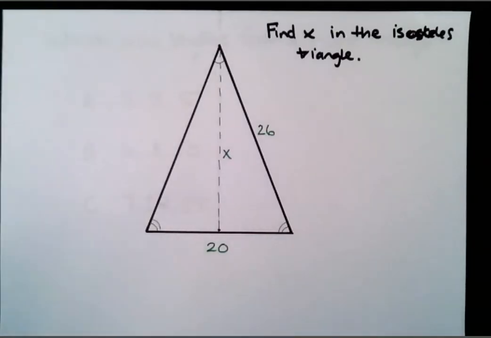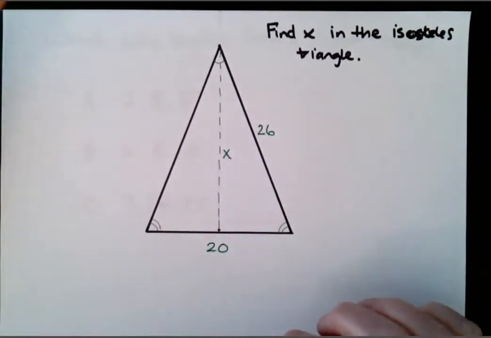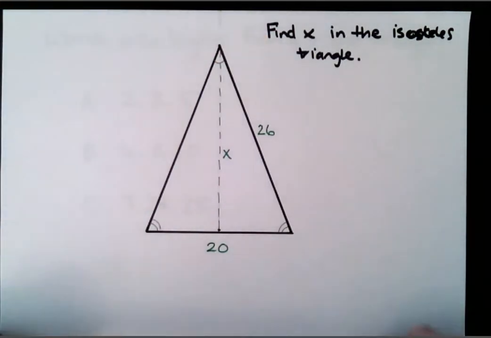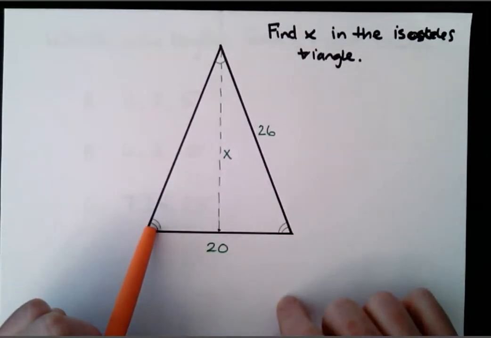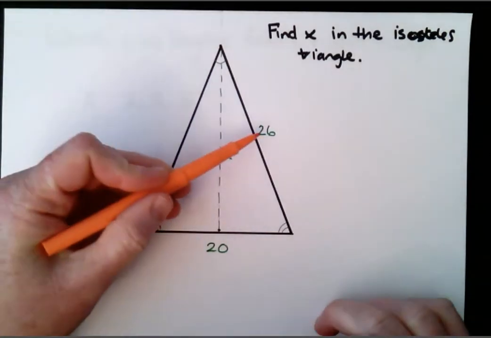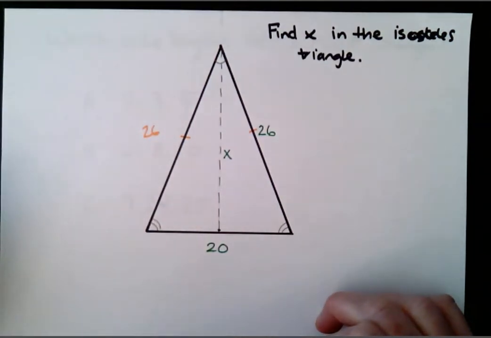Okay, here's the next type of problem. Looks a little complicated here, but let's see how we could use the Pythagorean theorem. Find x in the isosceles triangle. So an isosceles triangle has two sides that are equal and two angles that are equal. So notice that this angle and that angle are the same. That means that this side and this side will be the same. So I'm going to go ahead and label that with 26.